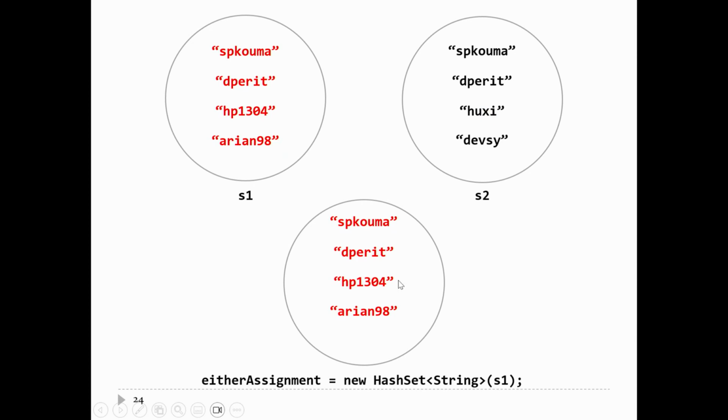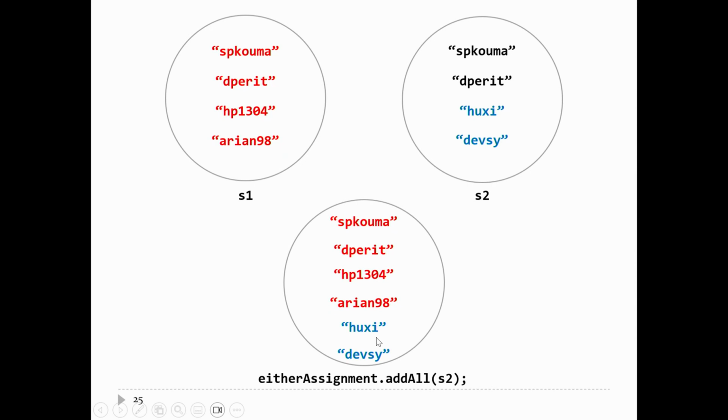Is Who's E in this set? The answer is no, so Who's E gets added here. Is DevC in this set? The answer is no, so they get added here. And so there's your set of names who have completed either assignment.